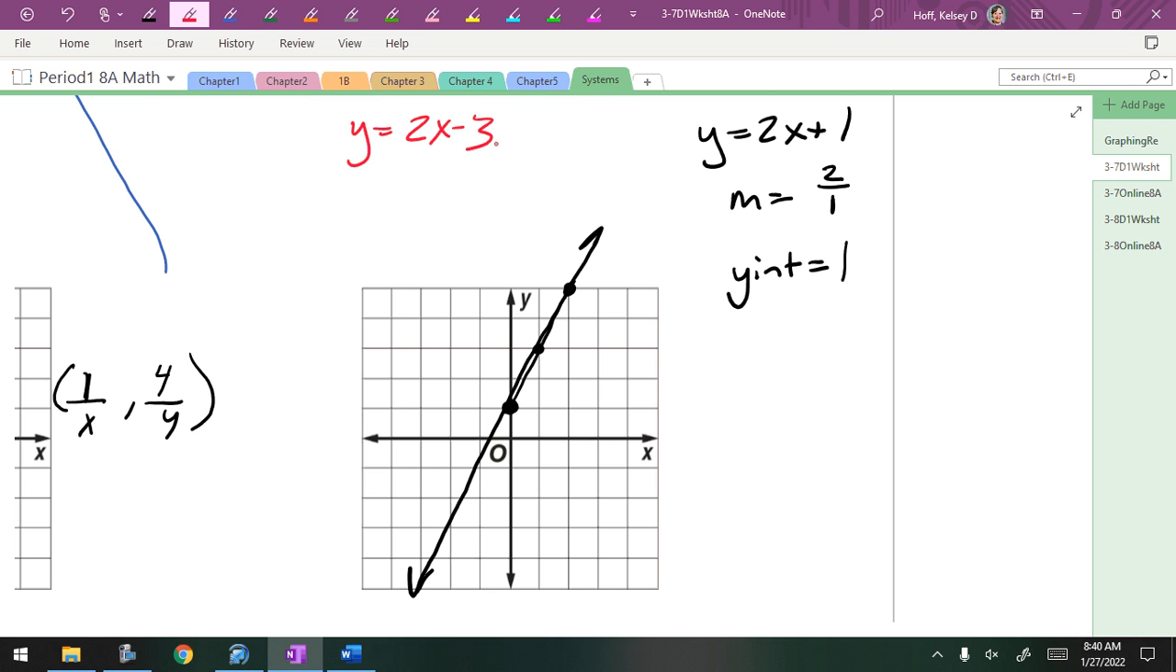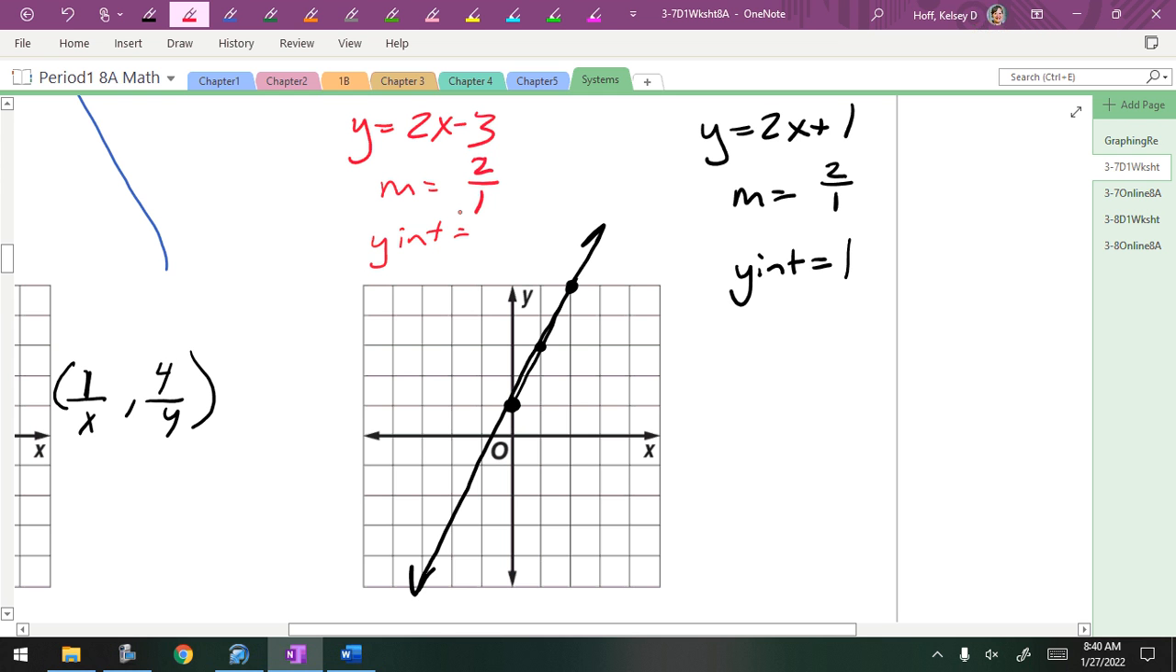Okay, so now I'm going to take the second equation here. Y equals 2x minus 3. Everybody on your own, without saying anything out loud, write down your slope, write down your y-intercept. Haley, what'd you write down for your slope? 2 over 1, nicely done. And Sarah, what'd you write for your y-intercept? -3.